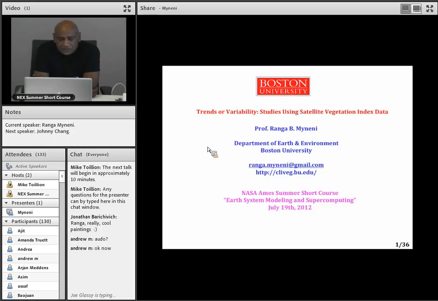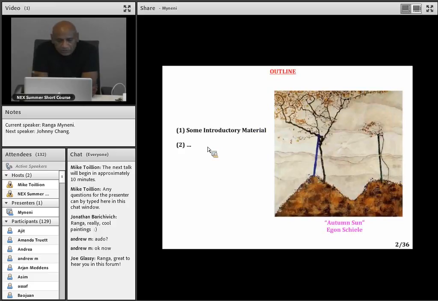The title of my presentation is Trends or Variability, and I will use vegetation index data to make certain points, simply because that is the data that I work with, and we'll build the outline gradually as we work through the presentation. As you can see at the bottom right hand corner, I have 36 PowerPoints, and so I will first start with some introductory material.